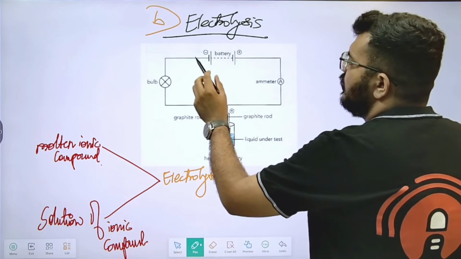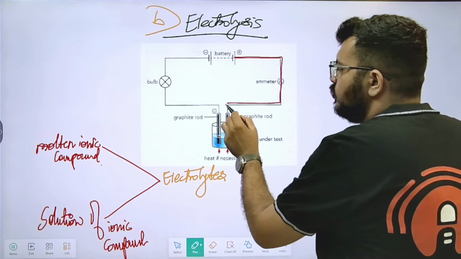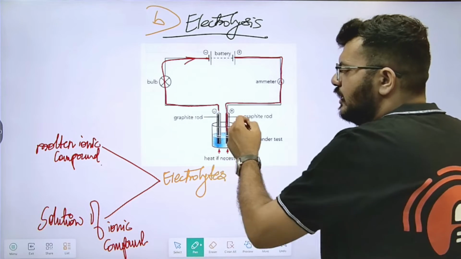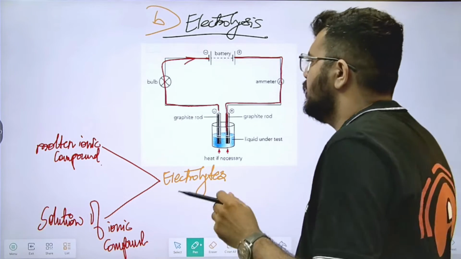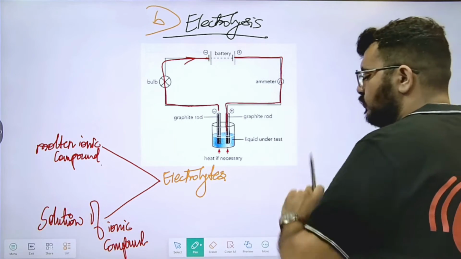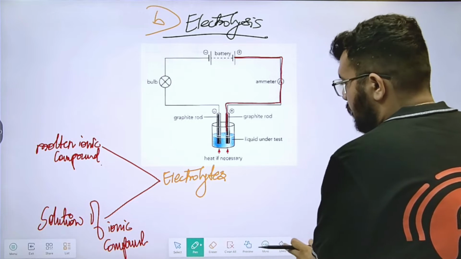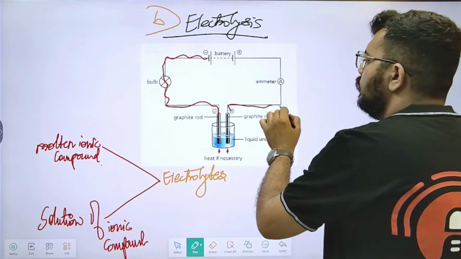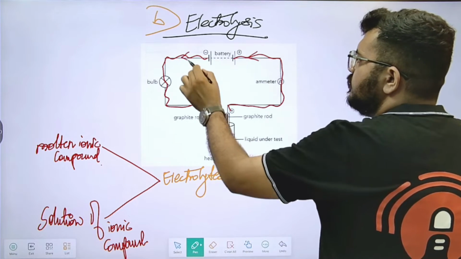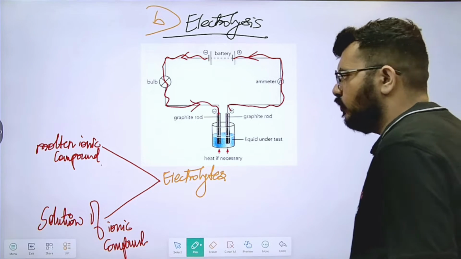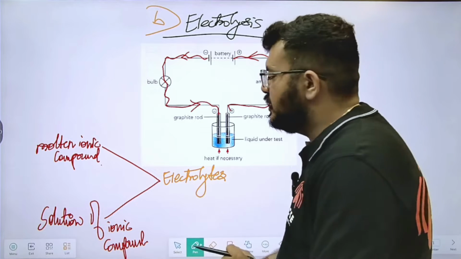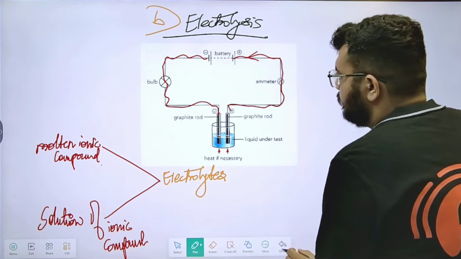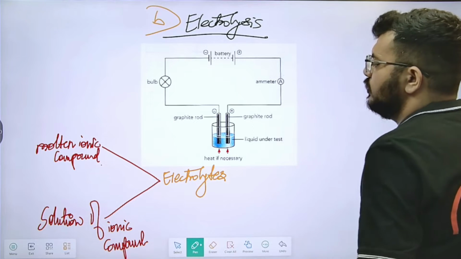So battery, the current from positive to negative, right? Not writing anything inside the electrolyte right now. I'll show what happens. But current is from positive to negative, but electron flow is from negative to positive, right? Just remember this change. Electron flow is from negative to positive. We say current is from positive to negative. Now coming back to electrolysis.